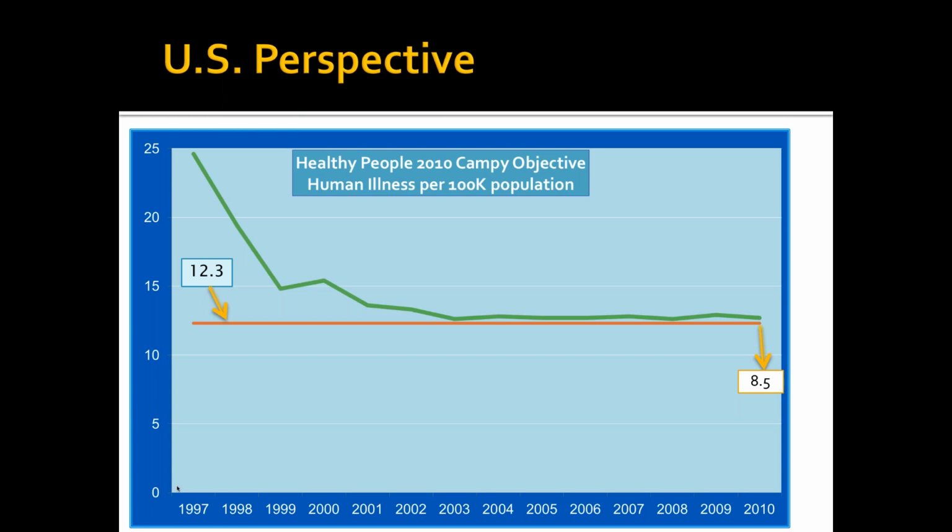But since 2003, it's been pretty flat. That orange bar going across is the Healthy People 2010 goal. And then the box down below, we didn't meet the Healthy People 2010 goal, but we got close. And so in 2010, they dropped it down to 8.5. They dropped it by a third.